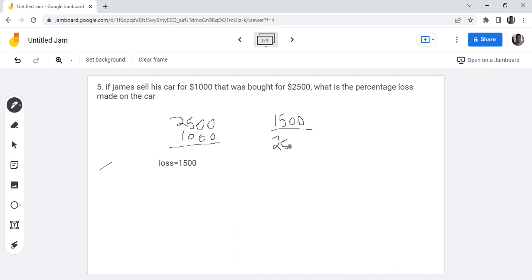So 2,500, which is the cost price, times 100 over 1. Oh god, this is so hard to write, guys. These two zeros cancel, these two zeros cancel, so we are left with 15 over 25 times 100 over 1. 25 into 25 is 1 time, 25 into 100 equals 4 times.